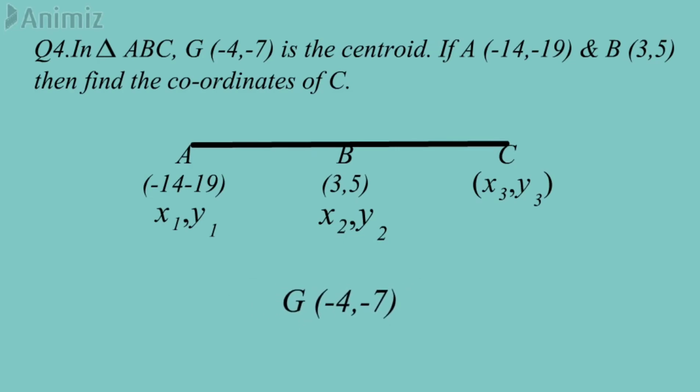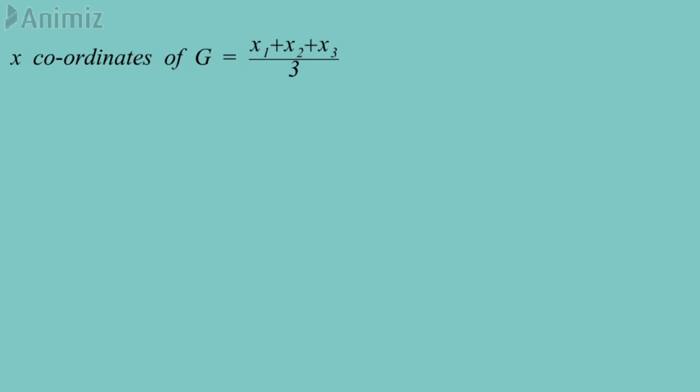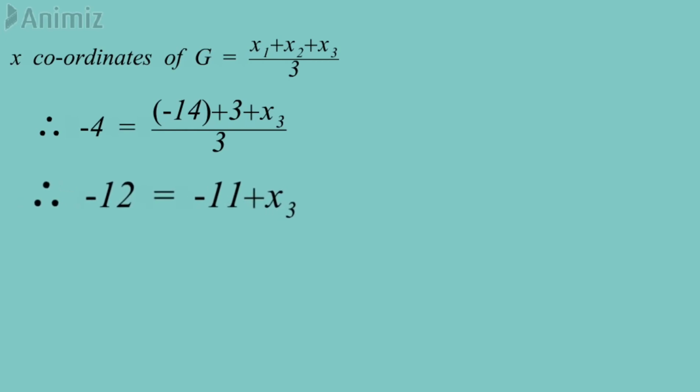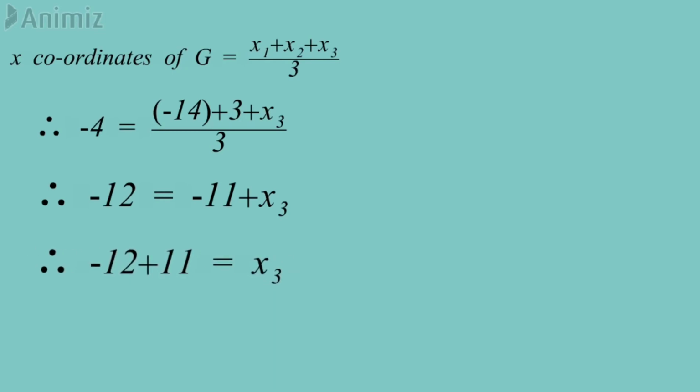Now G coordinate you know is minus 4, minus 7. Now we have to apply the centroid formula. Now x coordinate of G is x1 plus x2 plus x3 upon 3. Now when you substitute the values, you know x coordinate of G is minus 4. That will be equal to minus 14 plus 3 plus x3 upon 3. Now when you multiply 3 with minus 4, you will get minus 12. That will be equal to minus 14 plus 3, which will give you minus 11 plus x3. Now transfer this 11 towards the left hand side. You will get minus 12 plus 11 equal to x3. So your value of x3 is minus 1.